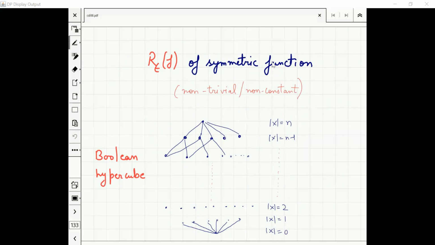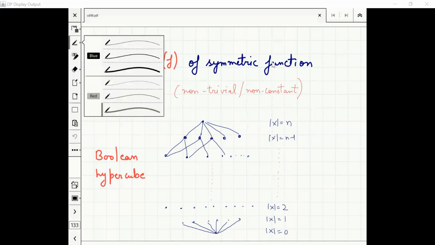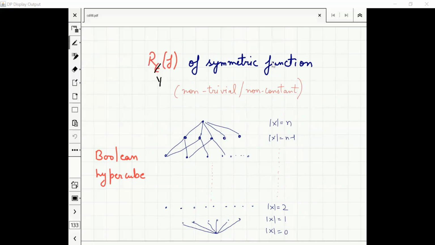Okay, let's talk about R epsilon of F, the randomized query complexity. Again, it's up to you. If you prefer, you can take epsilon to be 1/3. Let's talk about R 1/3 of F. But you know it doesn't matter, if you have a constant less than half, you are happy.